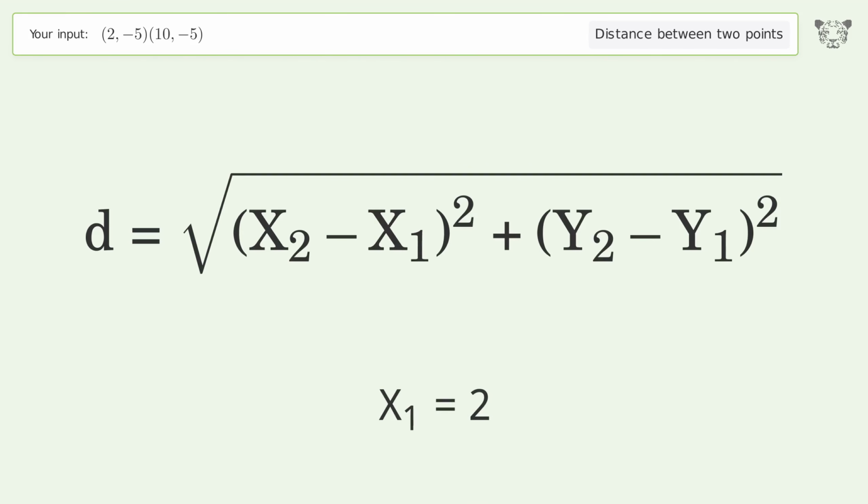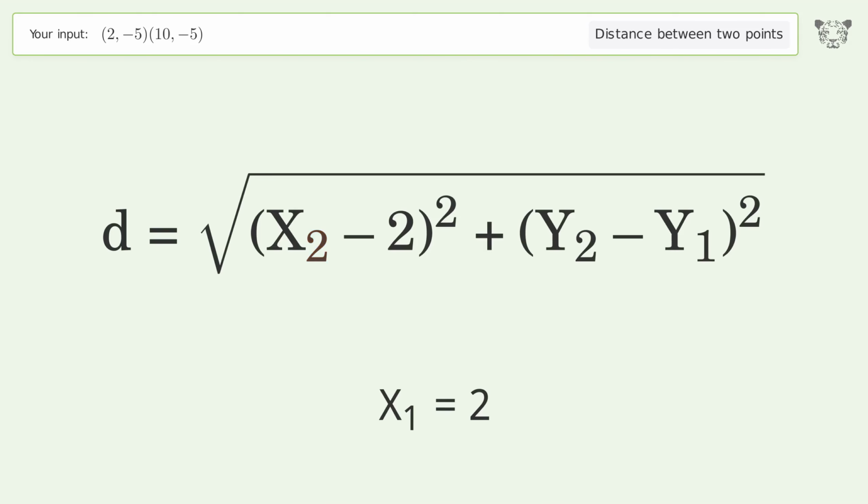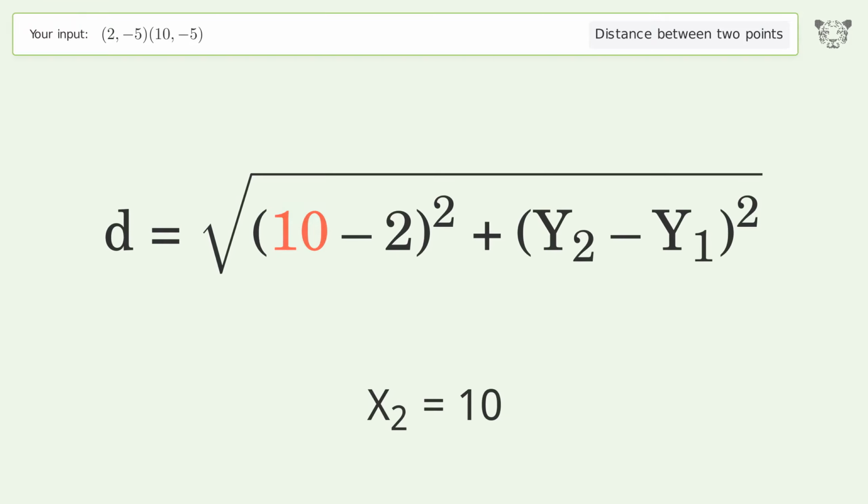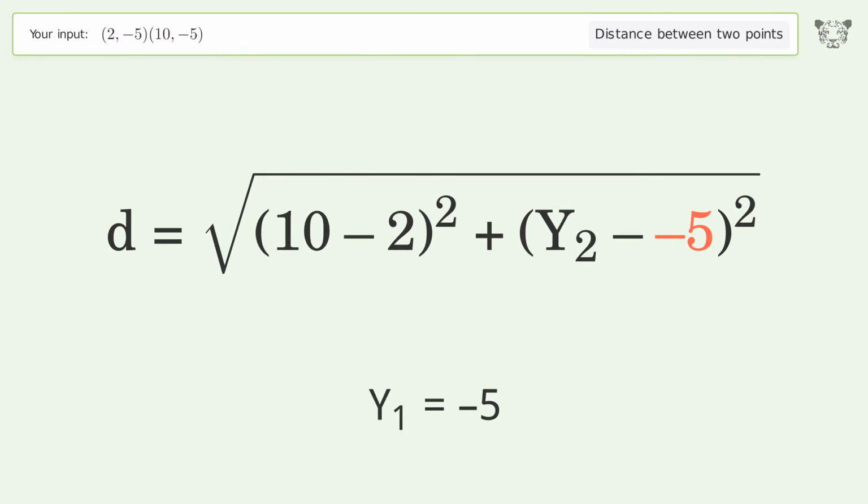x1 equals 2. x2 equals 10. y1 equals -5. y2 equals -5.